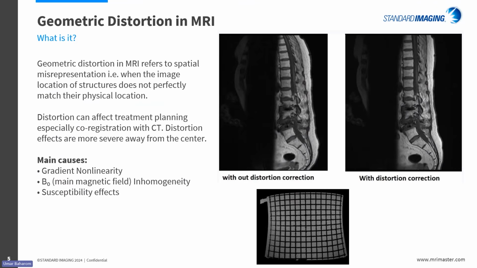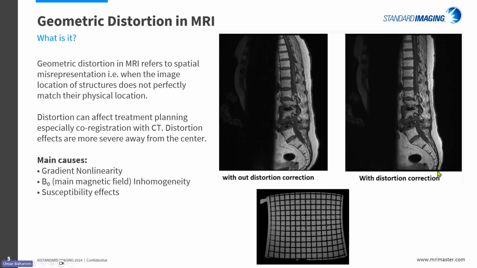So there is one issue with MR, which is geometric distortion. It's really the distortion because of the magnetic field. When we're talking about MR, these are the main causes: there's the gradient nonlinearity, there's the B0 inhomogeneity, and some susceptibility effects based on different tissues in the human body. Here you see what it looks like without distortion correction on the left side, and then what it looks like with the distortion correction.